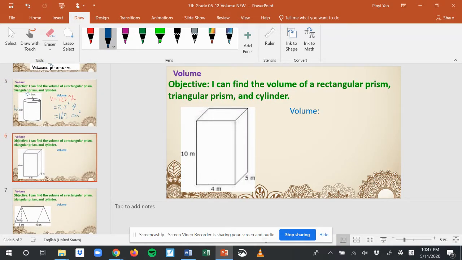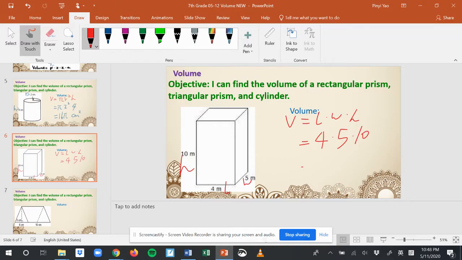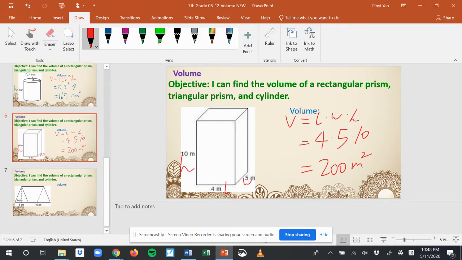Second shape, we have a rectangular prism because every side is a rectangle. So we have V equals length times width times height. I'm going to call that length, that is width, and that is height. We just need to replace these letters with these numbers. So length is 4, width is 5, and height is 10. So we have 20 times 10, which is 200. Don't forget a unit, which is square meters.